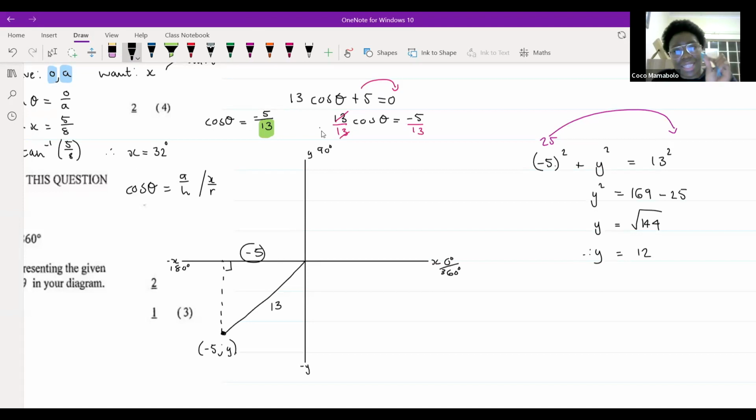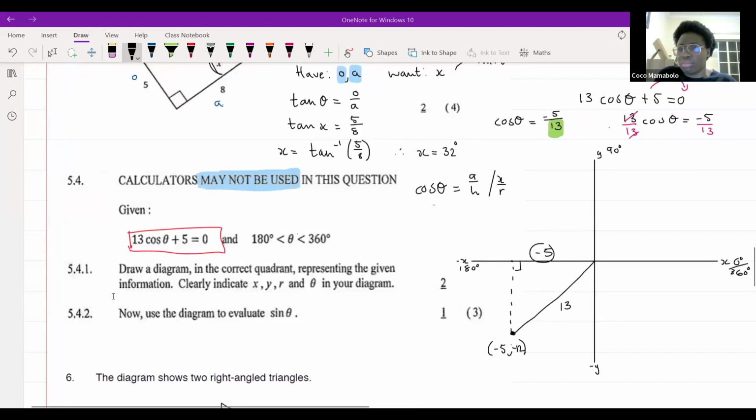We know that the distance from there to there is 12. However, y is in this quadrant. Therefore, y is actually equal to -12. Okay. Not a scary question at all. Do we see that? It's not that scary. We just need to think a little bit outside the box. We need to read the information we've been given.